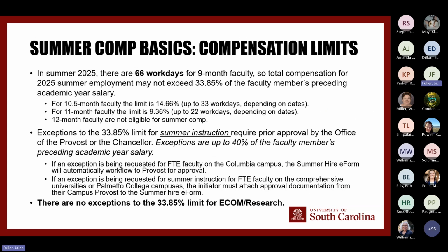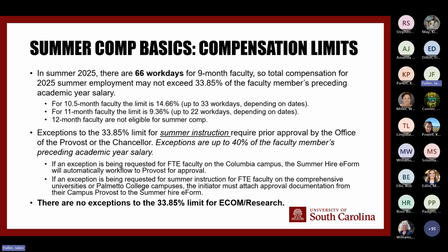Okay, compensation limits. This is where it gets a little bit tricky. So in summer 2025, there are 66 work days for 9-month faculty. So total compensation for summer 2025 employment may not exceed 33.85% of the faculty members' preceding academic year salary. Why am I explaining this a little bit weird? Well, the limit is always going to be 33 point something. The numbers behind that decimal place totally depend on the amount of work days that occur during the summer months, which can vary from year to year. This year is going to be 33.85%, just like it was last year.